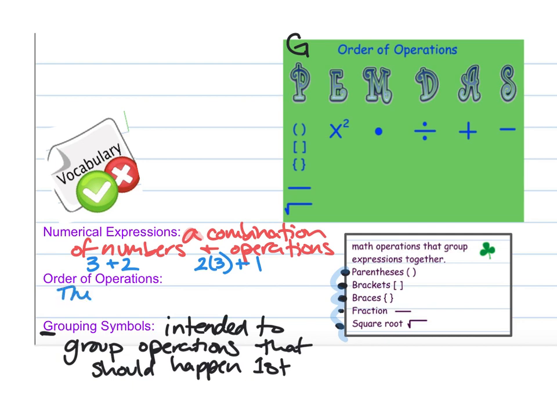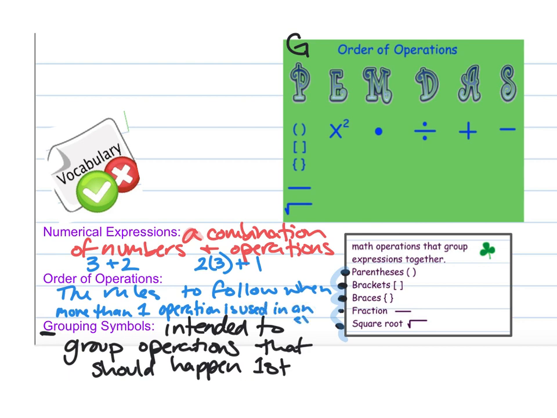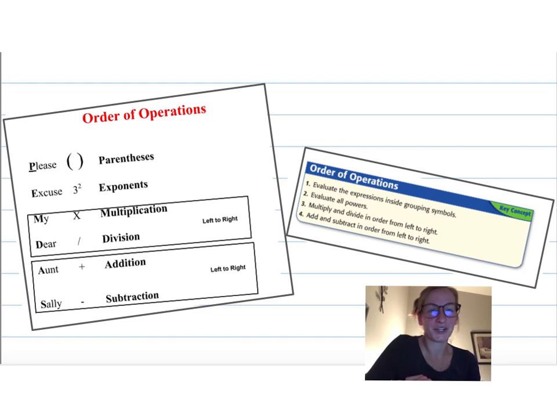Order of operations are the rules to follow when more than one operation is used in an expression. Handwriting is a little bit of chicken scratch on this small screen, but hopefully you are listening too, and you can hear and write what it says. So that's some vocabulary you're going to need to know. Again, having a symbol or chart there might be helpful. Just another chart here for you to see kind of the checklist that is PEMDAS or GEMDAS.